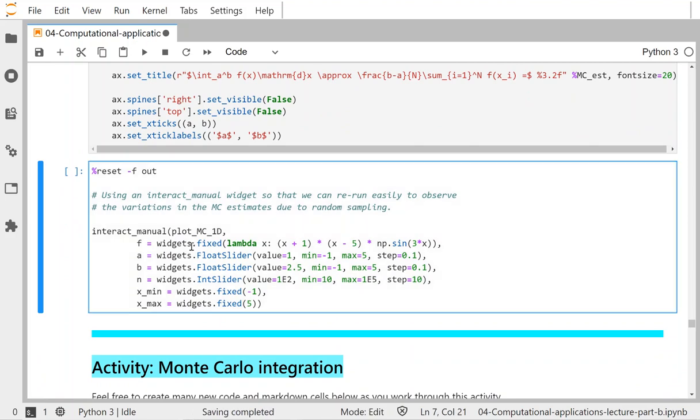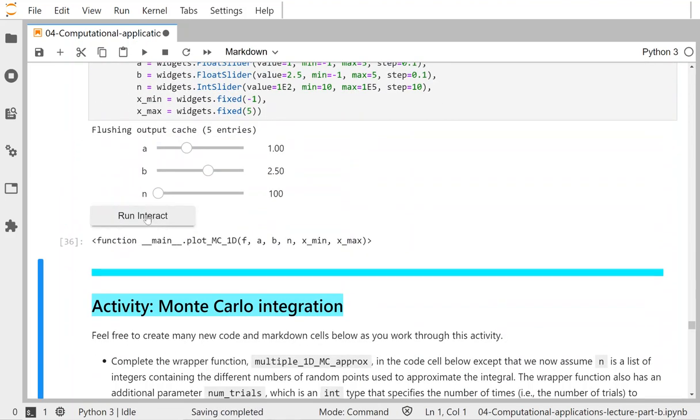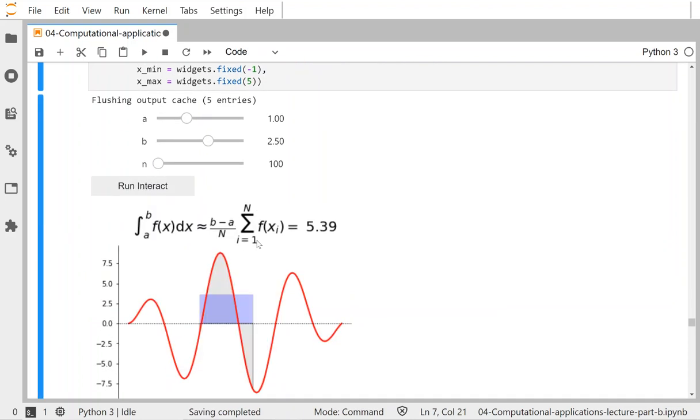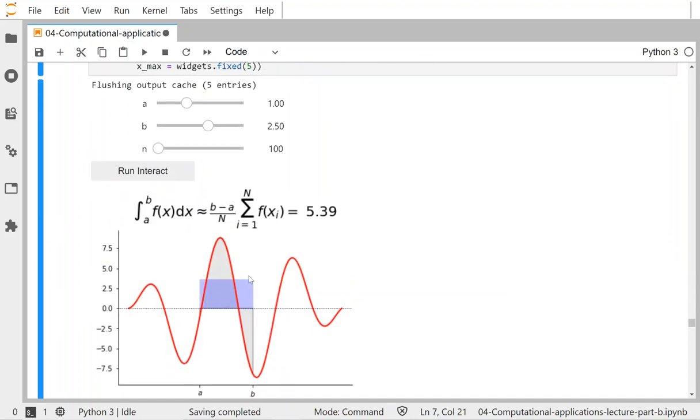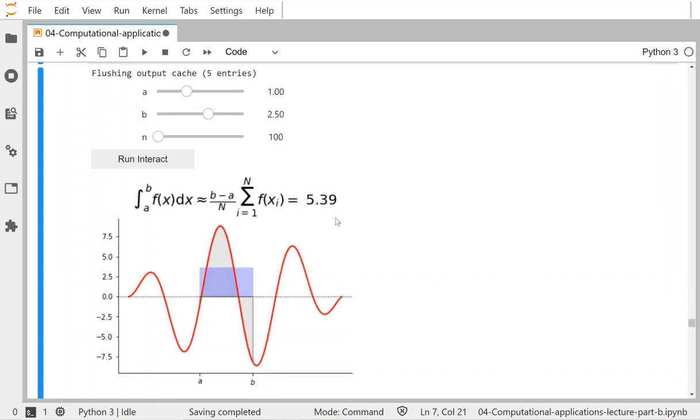So here I do my interaction with a widget, and I run interact with n equals 100. I do this because as you change, you might want to rerun it with the same fixed value of n. So now I run interact, and what I'm plotting in gray is the exact area under the curve, the area under the curve visualized. And what I'm showing in purple is the rectangle defined by the average value of the function. So our average value of the function in this case is giving us about 5.39. If I run it again, it gives me about 5.18. If I run it again, it gives me about 3.56. If I run it again, it gives me about 3.7.